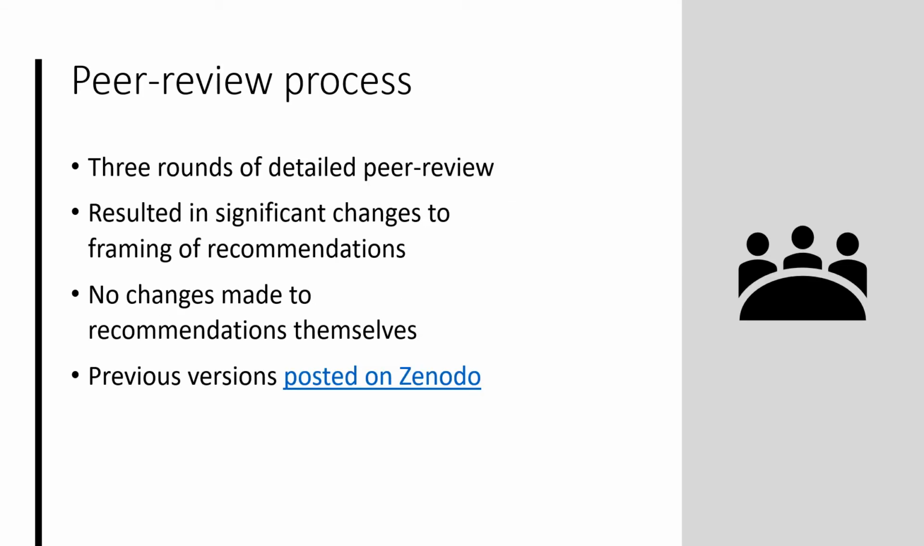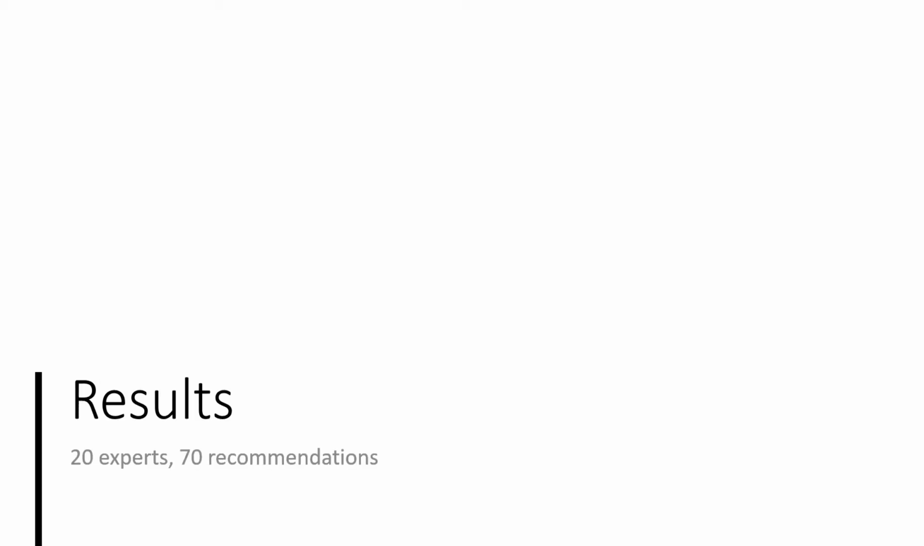There were then 3 rounds of detailed peer review of the journal, which resulted in significant changes to the framing of the recommendations, though no changes were made to the recommendations themselves. Previous versions of the manuscript were posted on Zenodo for transparency. The end result is we had 20 people involved in developing the COSTER standard, and COSTER consists of 70 recommendations for the conduct of systematic reviews in toxicology and environmental health research.